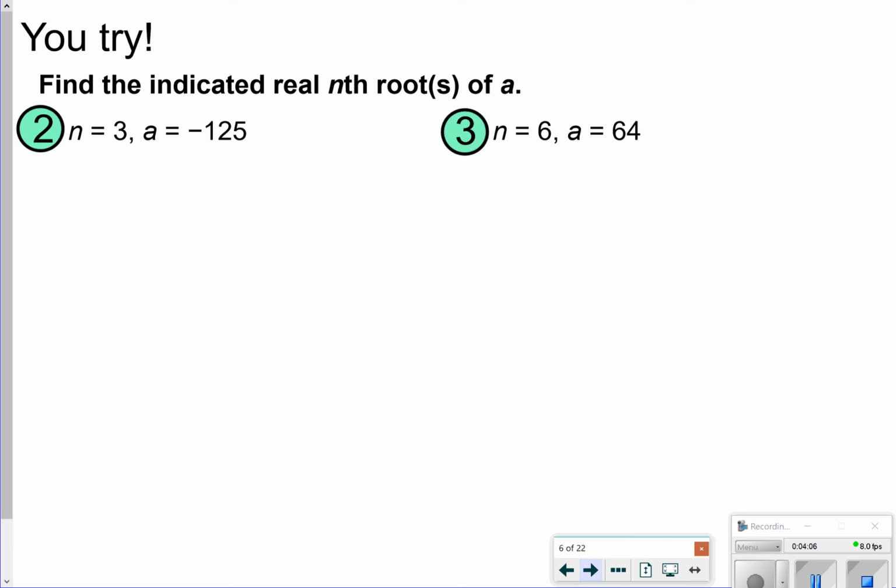Okay, so this one you're going to try. Again, you can go back to your chart to help you. Let's go ahead and pause the video here so you can find the real indicated nth roots of a. And then once you're done, click play so you can check your work.